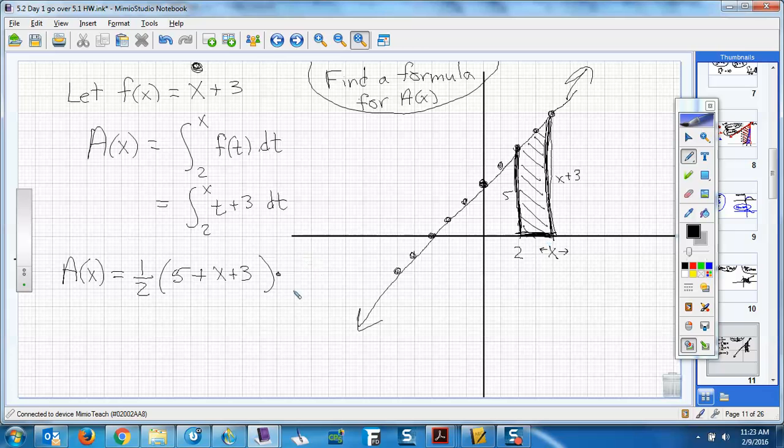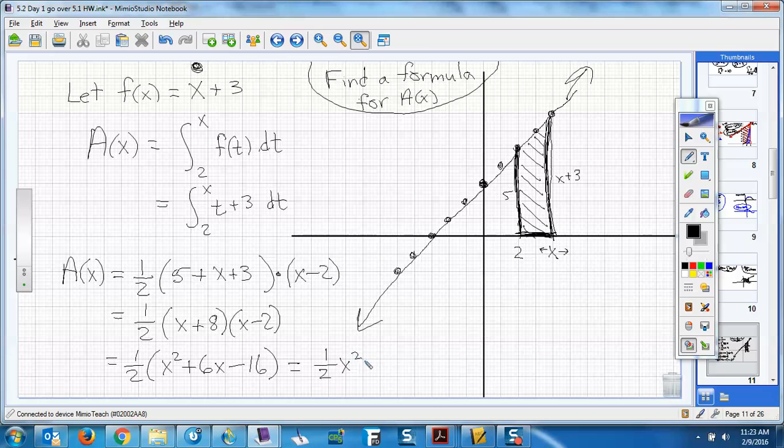You got to subtract those. So let's put that in parentheses. X minus 2. So let's work this out with a little algebra. We got 1/2. We got what? X plus 8. We got x minus 2. So we got to FOIL that. So what will that be? That'll be x squared. 8x minus 2x, that'll be 6x. 8 minus 2 is negative 16. Correct? So that's, now let's distribute the 1/2. And that's going to be 1/2 x squared plus 3x minus 16/3.